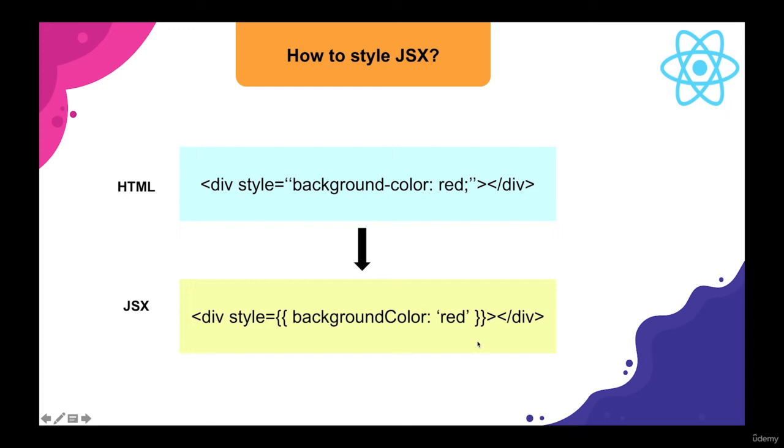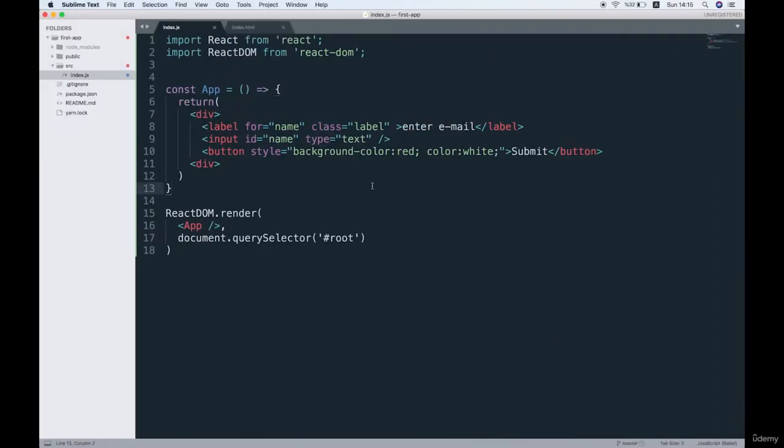Okay, so let's do it. First, remove the double quotes and replace it with curly braces. And then remove that dash and make sure that's a capital C. Alrighty then, all we need to do now is make sure that these values are wrapped in a string. So I can wrap it with a single quote like so. Then we just remove the semicolons and don't forget to add a comma right here.